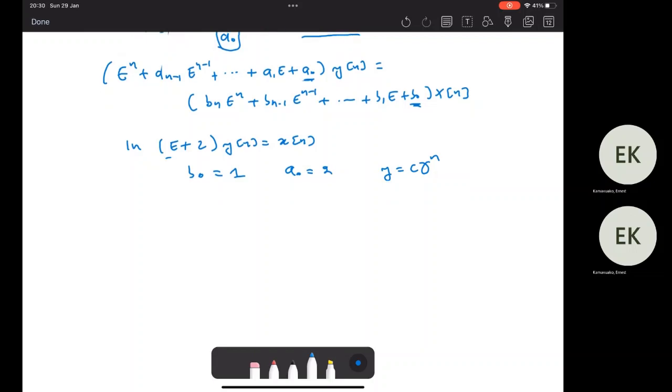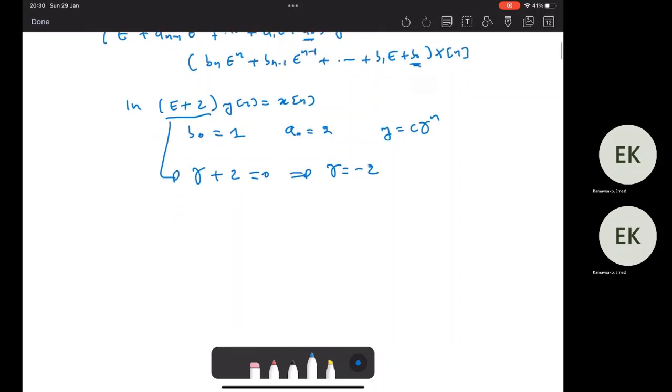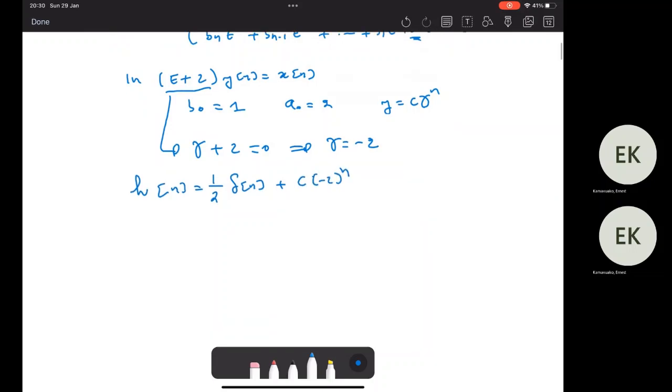In that way, from this one, we can compute gamma plus 2 equal to 0, and then gamma is equal to minus 2, which is our characteristic mode. Therefore our impulse response h[n] will be the ratio of B0 and 2 times delta[n] plus some constant C times (-2)^n. Now we need to determine the value of C.